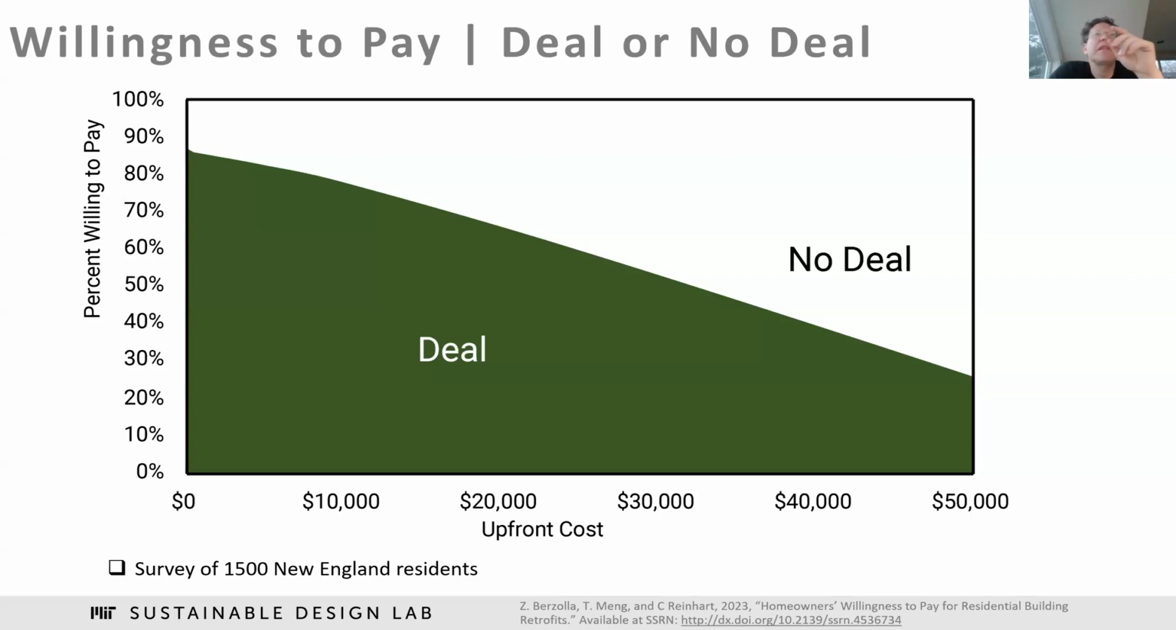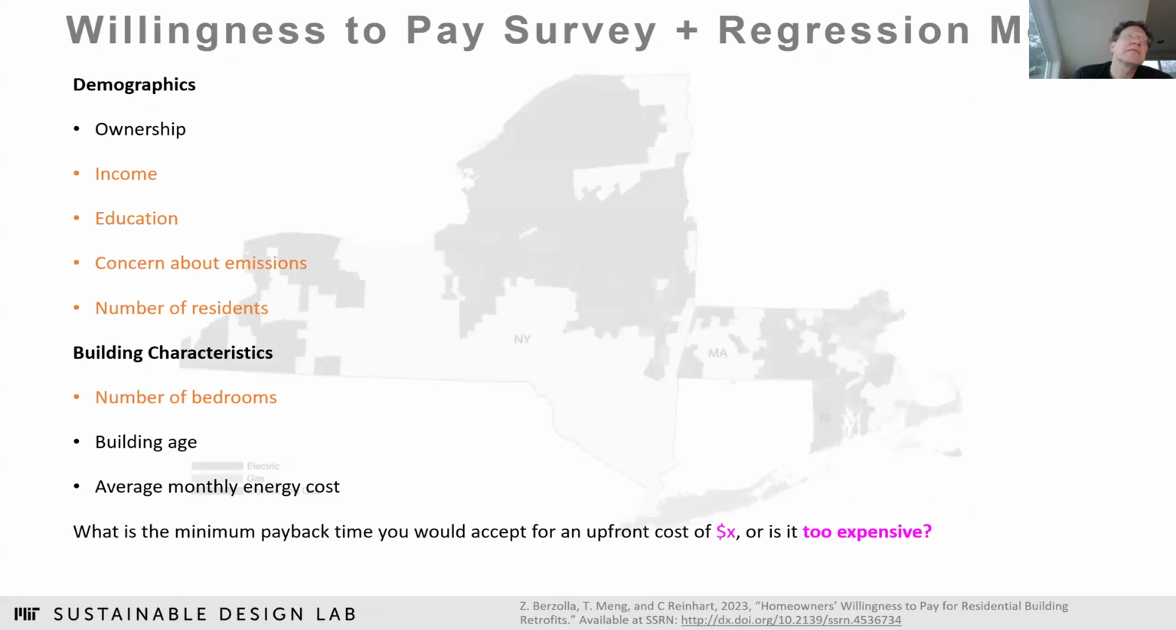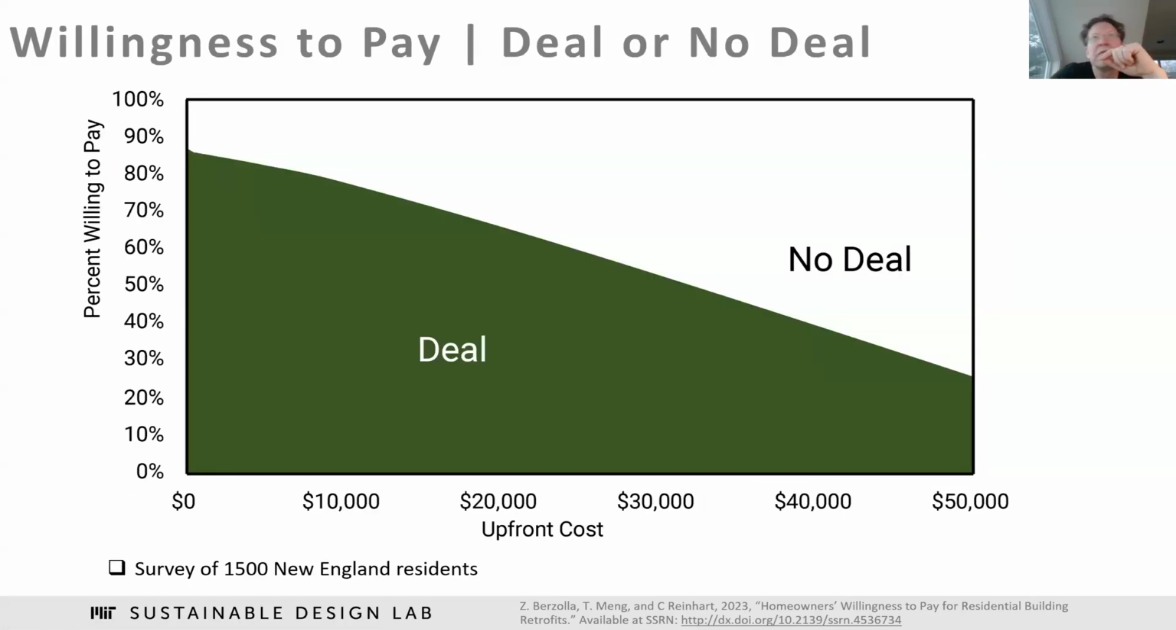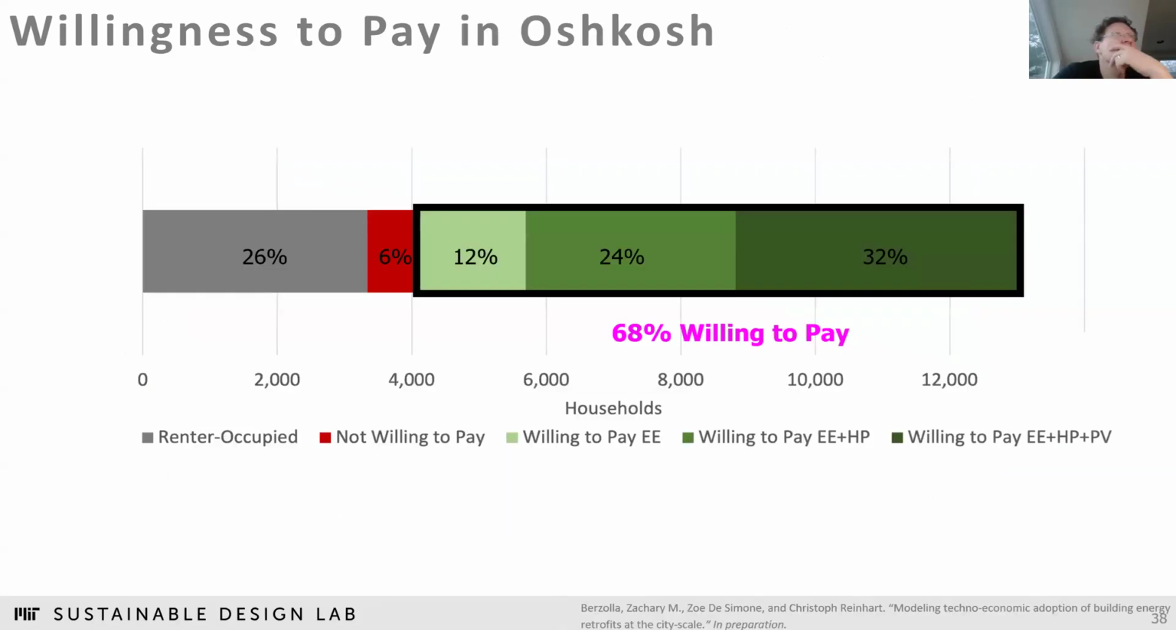But for now, if we are focusing on the deal/no-deal line, we created a regression model. So taking the parameters that I talked about earlier, income level, education, all the numbers marked here in orange, we take them into our regression model to predict if people would be willing to pay for an upgrade or not. And then we overlaid that with census data onto the Oshkosh data set.